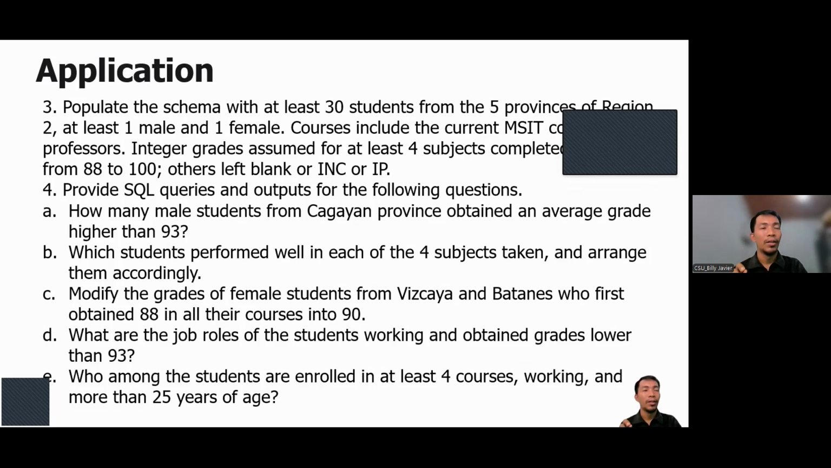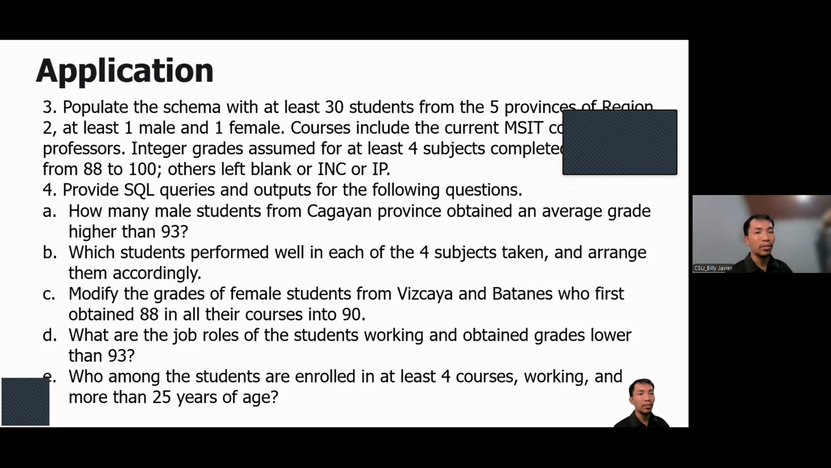Now, letter B, which students performed well in each of the four subjects taken? Arrange them accordingly. So you'll be making use of an order by here, where you will be able to determine which student got the highest grade in the four subjects. Each in the four subjects already taken.